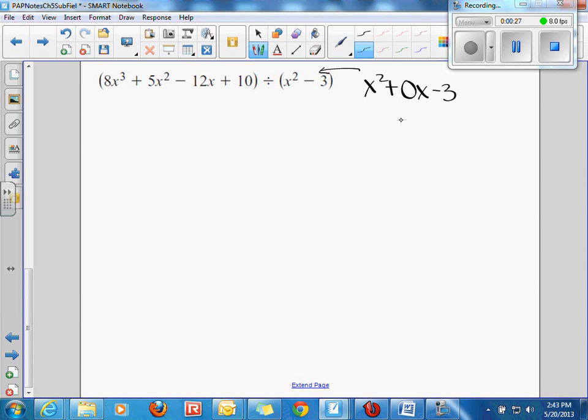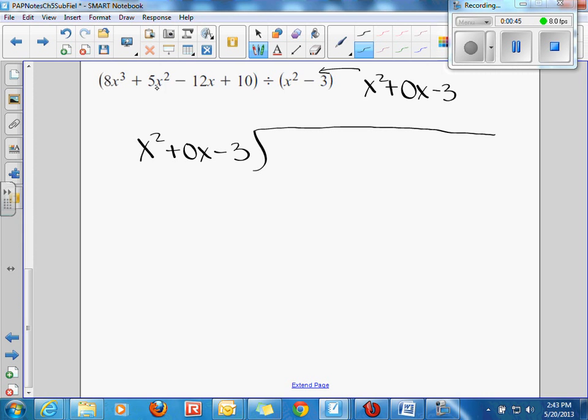So we need to write it. Just like with synthetic substitution, when you had any gaps, you had to write them out. So that is what is dividing into the other polynomial function. So it's going to be outside of the house.